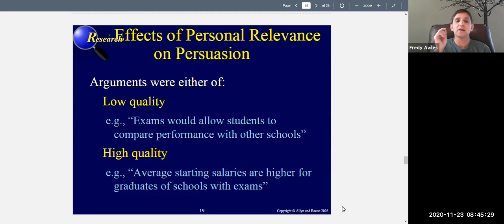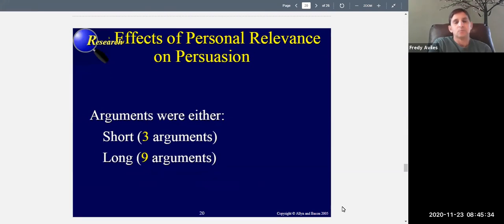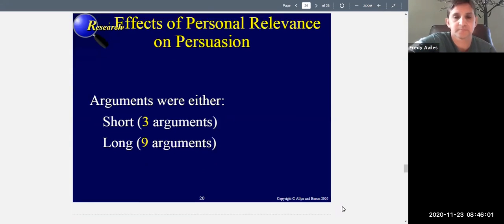So low quality argument, high quality argument. And you combine that with whether the arguments were short or long. Short arguments, there were only like 3 sentences or 3 statements made, right? And long arguments, there were like 9 different reasons for having these exams, okay? So you combine all of that, relevance with quality and argument length. And that gives you 2 by 2 by 2. It gives you 8 different groups. And because this one is more complicated, we're gonna have to split the results in half to understand it, okay?